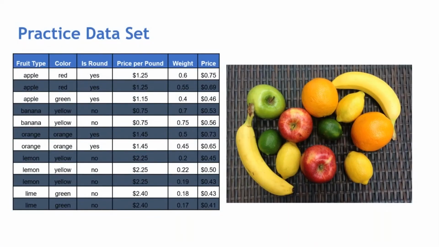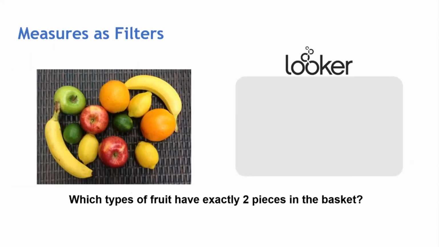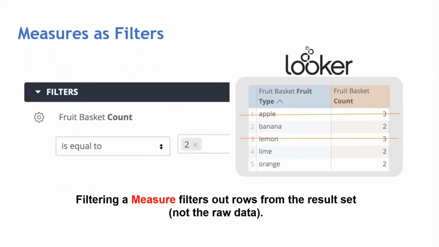Going forward, filtering on measures. This is the same data set which we have, with fruit types, color, is round, price per pound, weight, and price. Which type of fruit has exactly two pieces in the basket? On the count column, we are just applying is equal to 2.